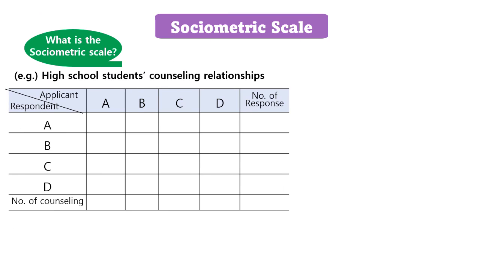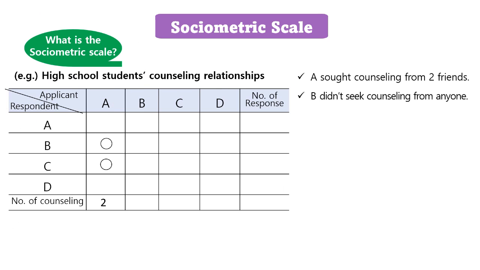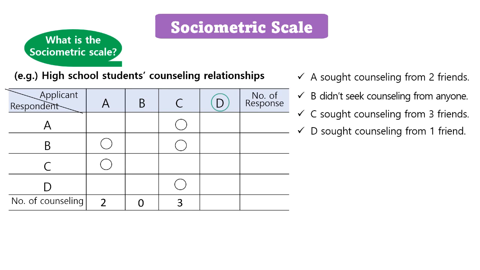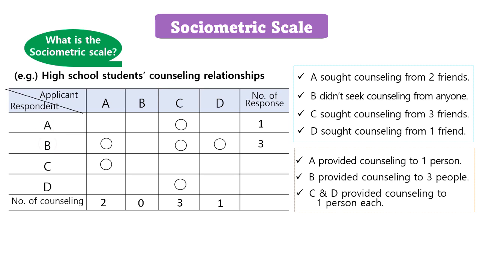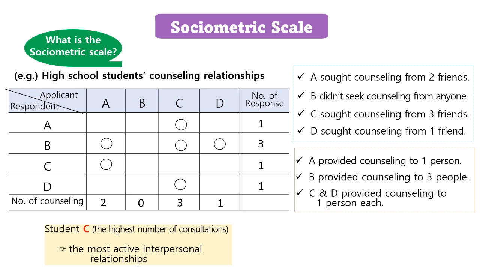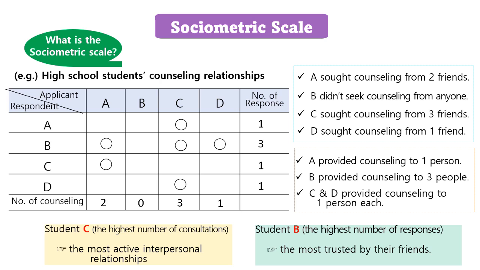When summarizing the survey results, student A sought counseling from 2 friends, student B did not seek counseling from anyone, student C sought counseling from 3 friends, and student D sought counseling from 1 friend. Additionally, student A provided counseling to 1 person, student B provided counseling to 3 people, and students C and D provided counseling to 1 person each. Therefore, student C has the most active interpersonal relationships, while student B is the most trusted by their friends.